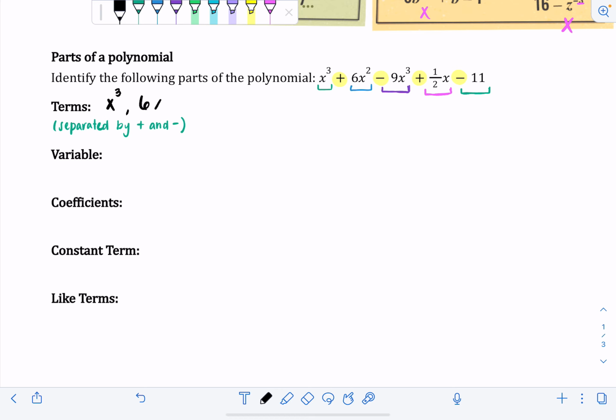So 6x squared, that was the next one right here. And then the 9x cubed, but there was a minus in front of it, so it'll be a negative 9x to the third power. And when I say cubed, I'm saying like a 3D square. Cubed is another way of saying the third power. So those are interchangeable.